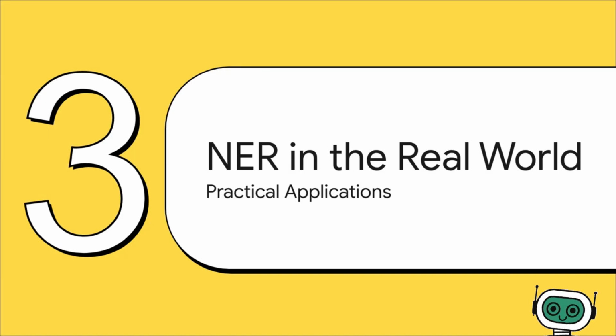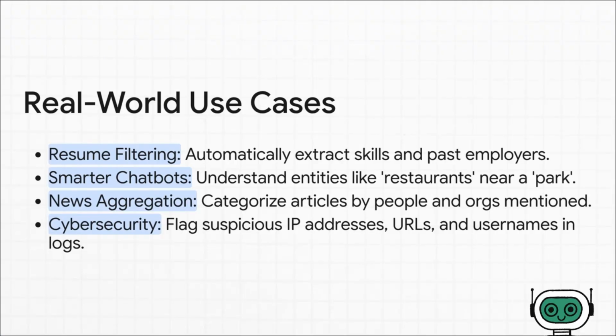So this isn't just an abstract computer science problem. Let's talk about where you actually see NER in the real world. You probably use it all the time and don't even realize it. For example, automated HR systems use NER to scan resumes and pull out skills, job titles, and companies. When you ask a chatbot to find pizza places near Central Park, NER is what identifies pizza places as a business type and Central Park as a location. News websites use it to automatically tag articles with the people and organizations mentioned. It even shows up in cybersecurity to find suspicious IP addresses or file names in giant log files.